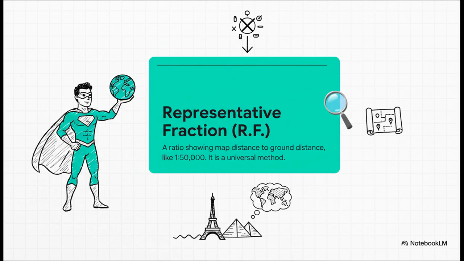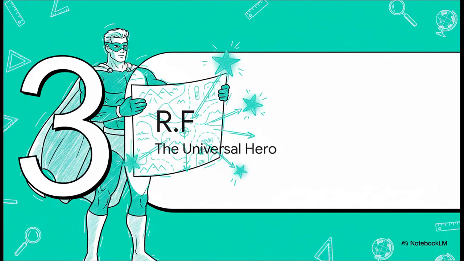And finally, let's meet the most powerful hero of them all, the representative fraction, or RF for short. You'll see it written as a ratio, something like 1 is to 50,000. Now, why is this one a superhero? Because it has no units. It's universal. Anyone, anywhere in the world can use it and understand it, no matter what measurement system they're used to. We're going to spend a little more time with our superhero, RF, because this is the one that is most important for your exams. So pay close attention now, okay?